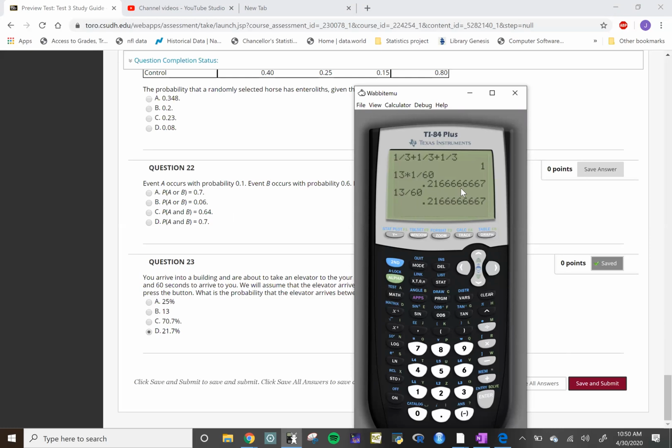So you can either do it like Adam said: 0 to 60, each one of them is equally likely. That's where the 60 comes from. And then since from 20 to 33 there's 13 seconds, you can do 13 divided by 60. Any other question in regard to 23?